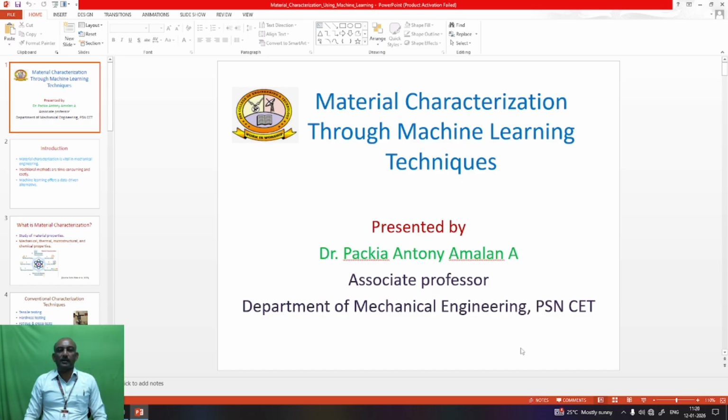So today we will see some basic information about material characterization through machine learning techniques. It is an interesting one. So we will see the following slides.